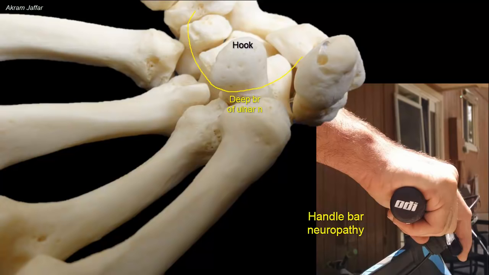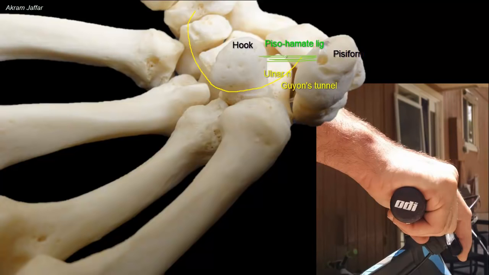Compression of the ulnar nerve may occur at the wrist between the pisiform and the hook of the hamate. The depression between the two bones is converted into a tunnel by a pisohamate ligament. The tunnel is called the ulnar canal or Guyon's tunnel. Thus, ulnar canal syndrome is characterized by hypoesthesia in the medial 1.5 fingers and weakness of the intrinsic muscles of the hand.